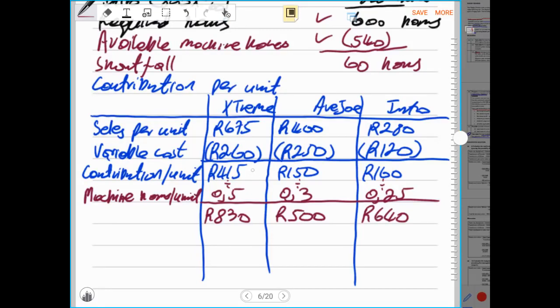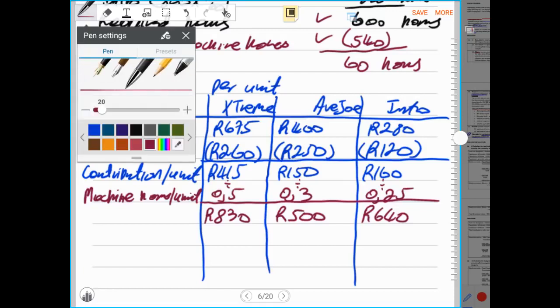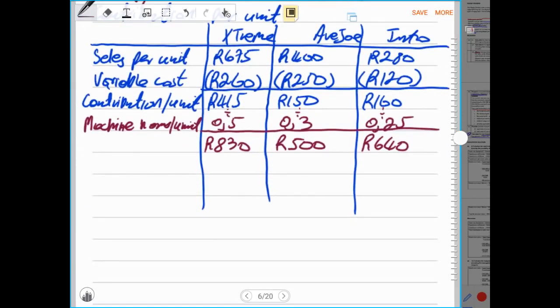Previously, we could have ranked this as 1 and this one as 2, or still the same. We still have 1, 2, and 3, but remember, we're not ranking using the per unit. So now we have to do our rankings from here. Therefore, this will be our contribution per machine hour, or yes, contribution per limiting factor.